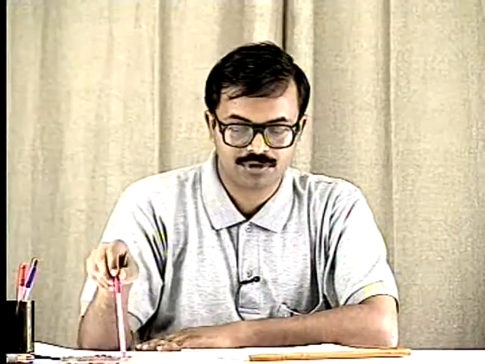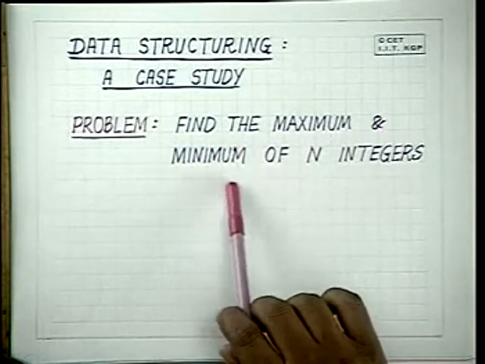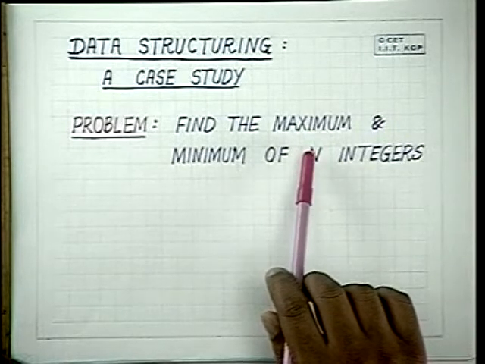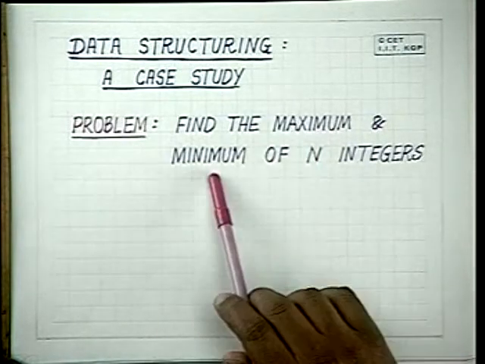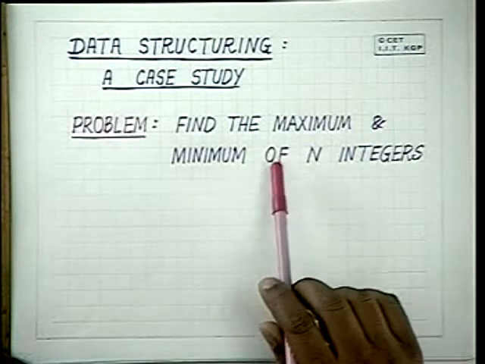The problem that we will take today is a very ordinary one, but we will see that there are several issues which we shall consider to solve this problem in the best possible way. The problem is to find the maximum and minimum of a set of n integers. That is, you are given to read a value n and then read in n integers, and what you are supposed to produce as output is the maximum and the minimum value. Now let us see how we go about it.